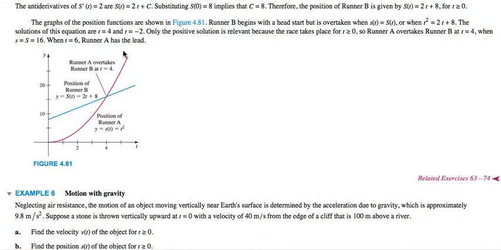So here we have t squared, and here we have 2t plus 8. Now, as time travels, we can see that runner B has the advantage right up until time equals 4. That's when runner A actually catches up and passes them. So by t equals 6, runner A is ahead.